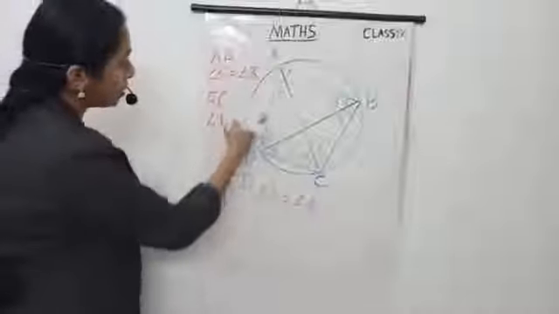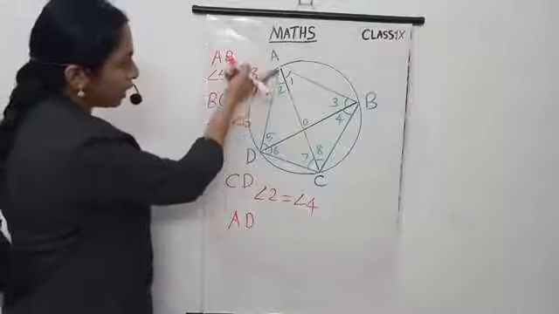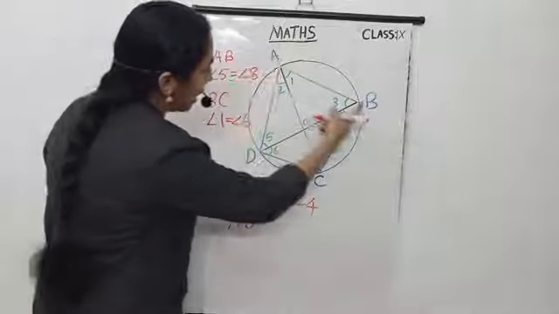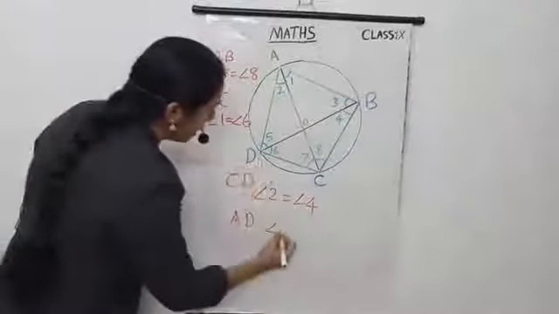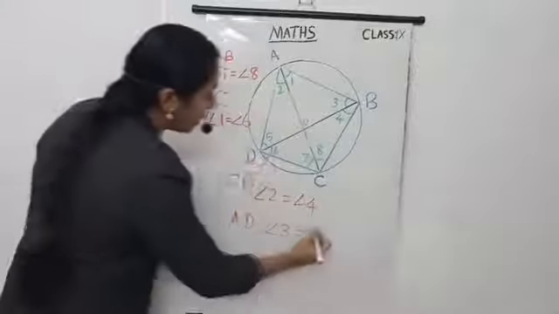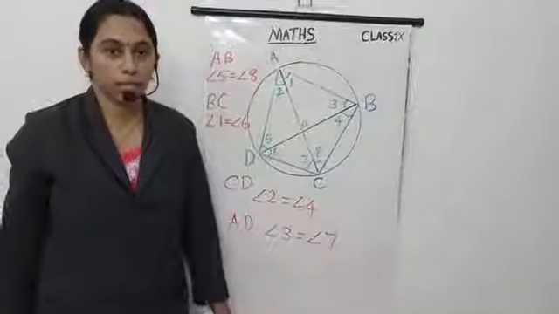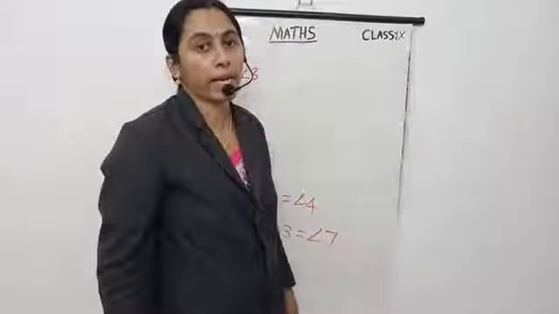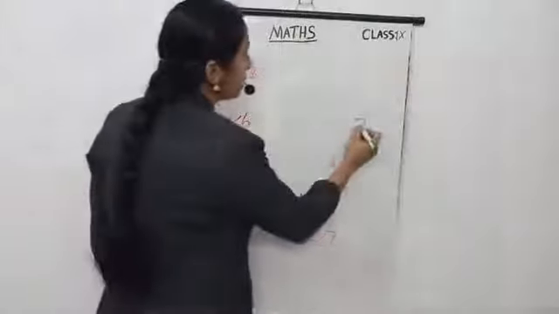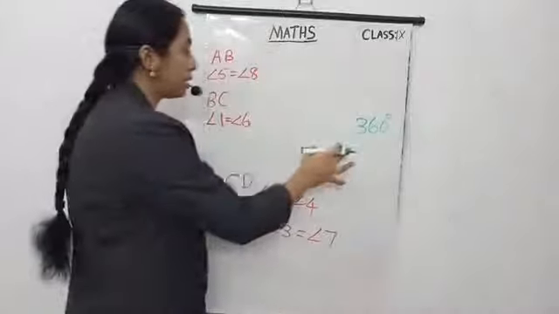Now consider the last chord AD. So this angle ABD, that is angle 3, equals the next angle ACD, angle 7. So we got pairs of equal angles. Now according to the angle sum property of a quadrilateral, the total angle of a quadrilateral is 360 degrees.